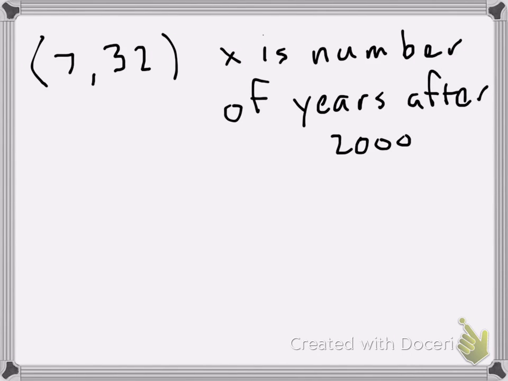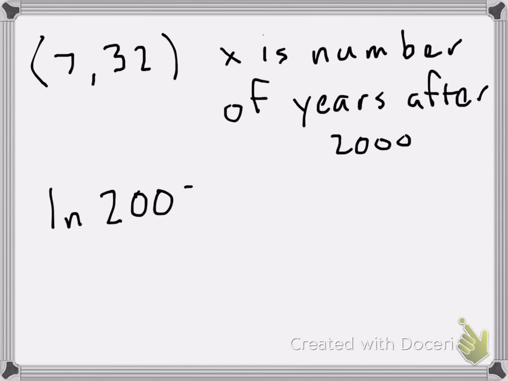All right, Whitney. So looking at this problem, I think the key thing, this is number 51, is we are interested in x as the number of years after 2000. So if our ordered pair is 7 and 32, then our x value tells us that we're in the year 2007, because that 7 is the number of years after 2000. So the first part of the explanation is in 2007.